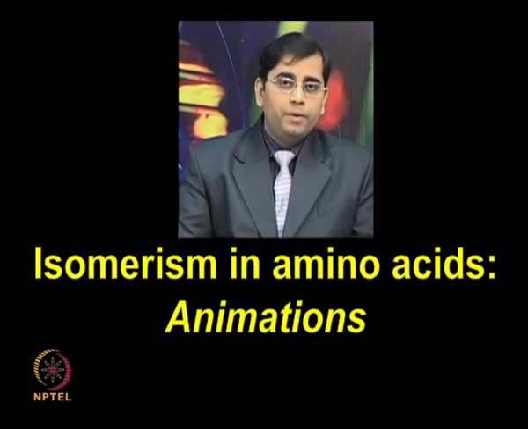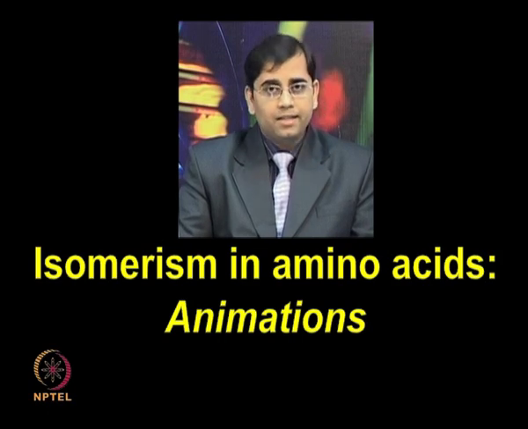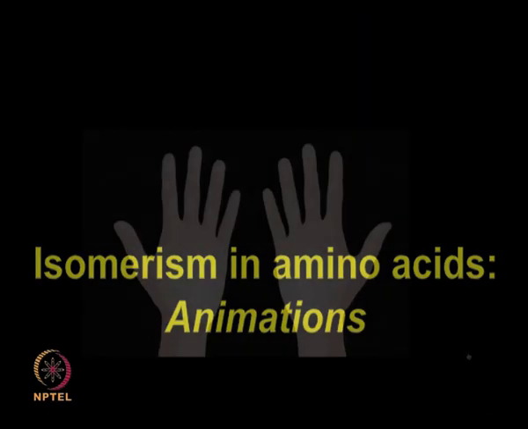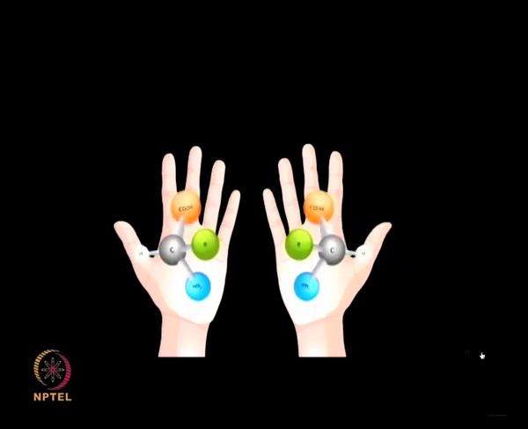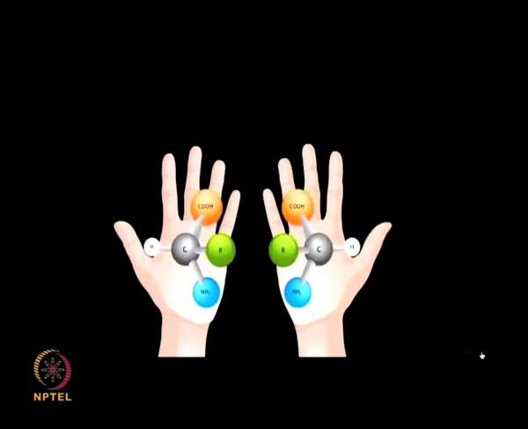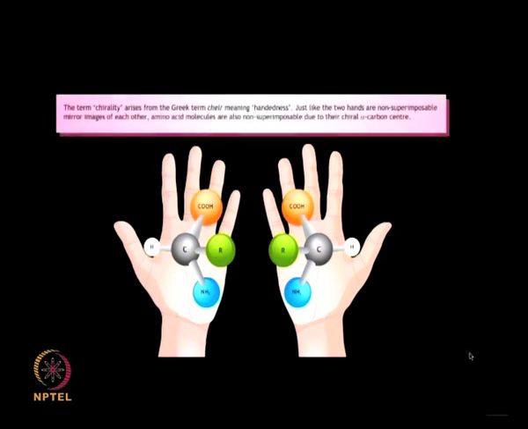Some of the isomerism properties of amino acids will be discussed in the following animation. Before learning about isomerism, let us first know what chirality is. The term chirality arises from the Greek term cheir, meaning handedness. Just like two hands are non-superimposable mirror images of each other, amino acid molecules are also non-superimposable due to their chiral alpha carbon center.